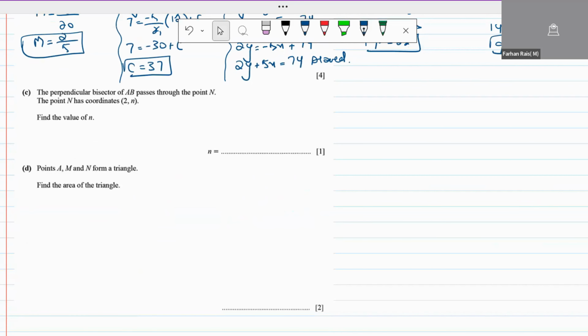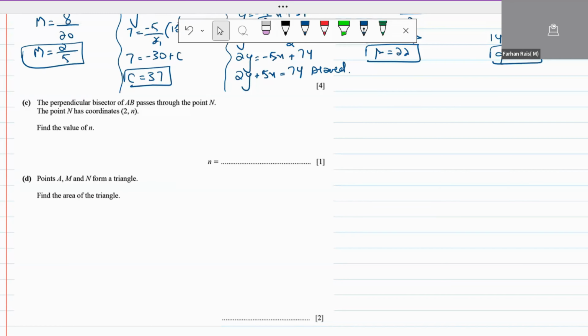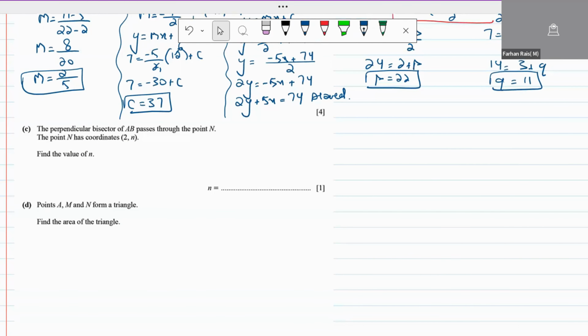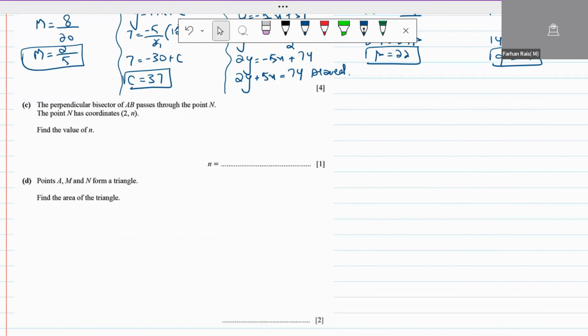Part C says the perpendicular bisector of AB passes through the point N. The point has coordinates 2, n. Find the value of n. So we know that if a point lies on a line, we can always substitute the coordinates of the point in the line. So we have this line as 2y plus 5x is equal to 74.